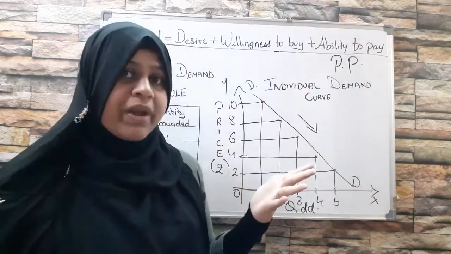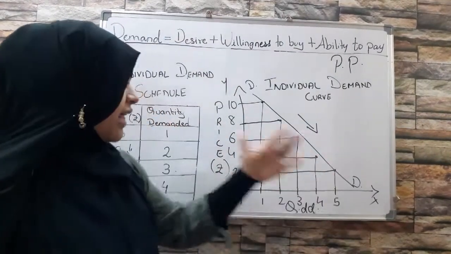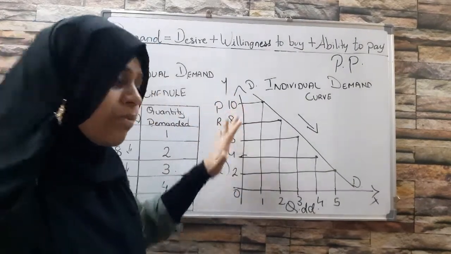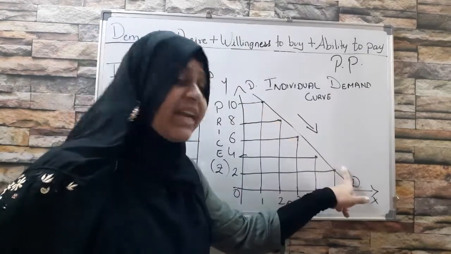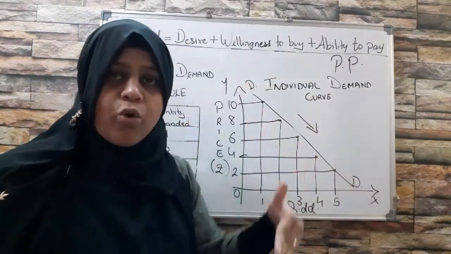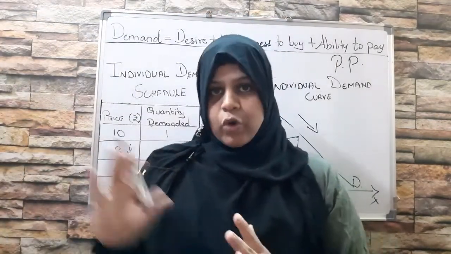Why is it sloping downwards? Because the quantity is increasing, but on the other hand the price is constantly falling. So when the price falls, the quantity increases, and that is why my DD curve, my demand curve, is a downward sloping curve. Alright, so I hope you are following this.